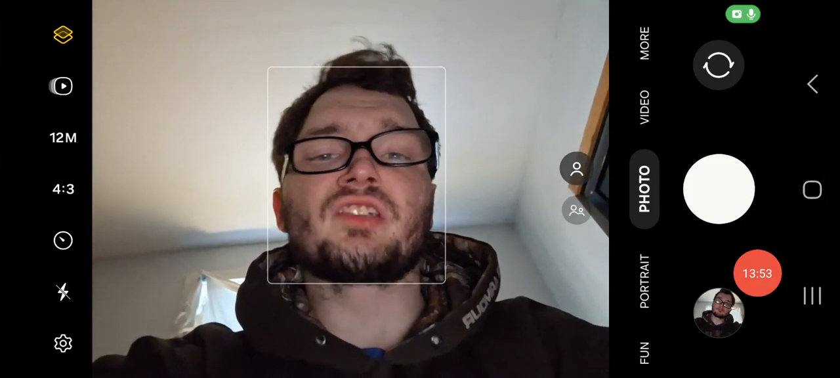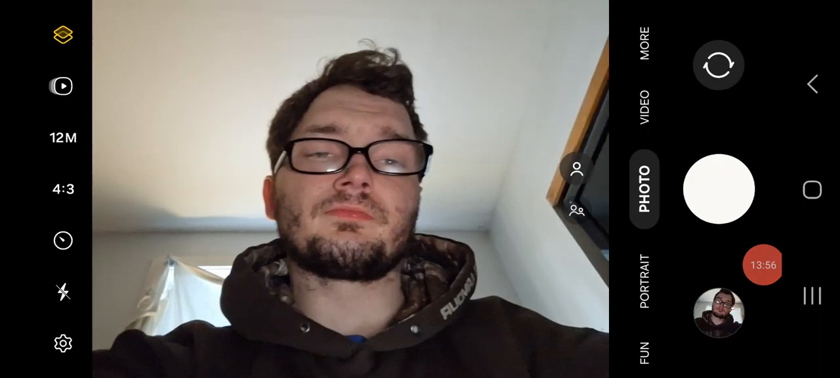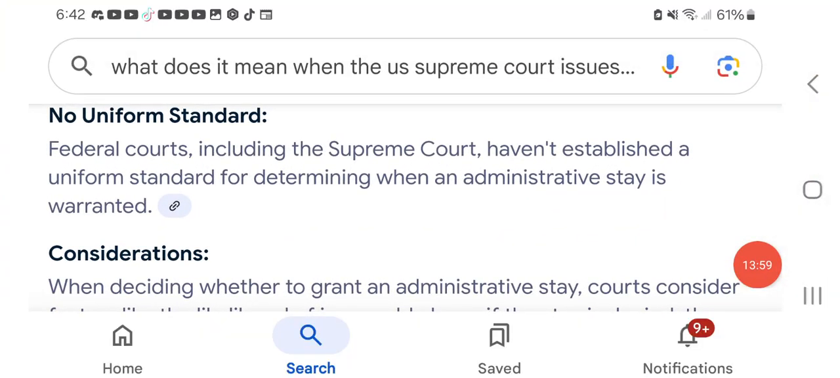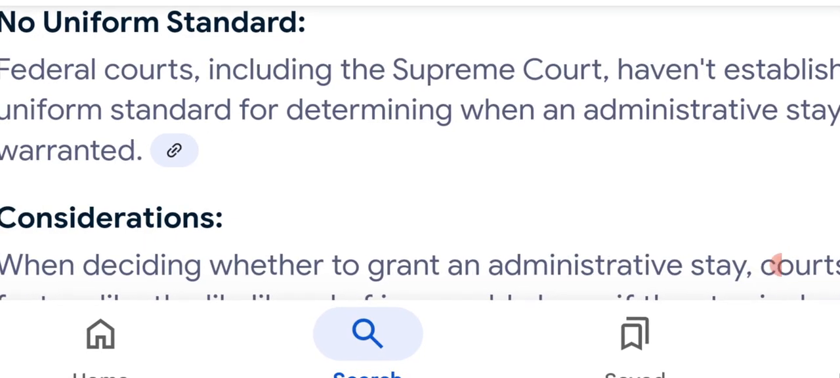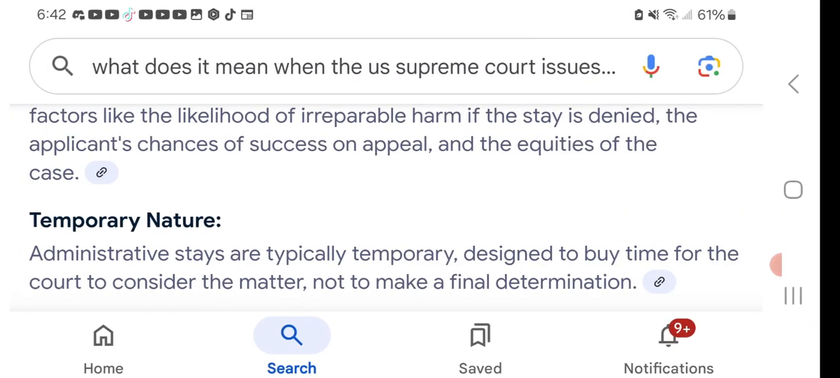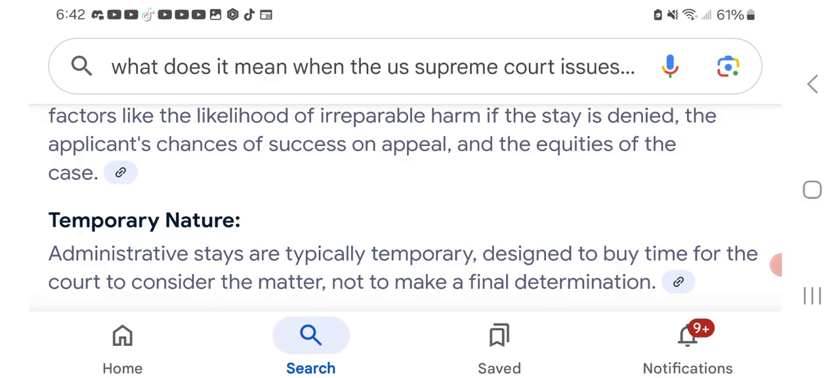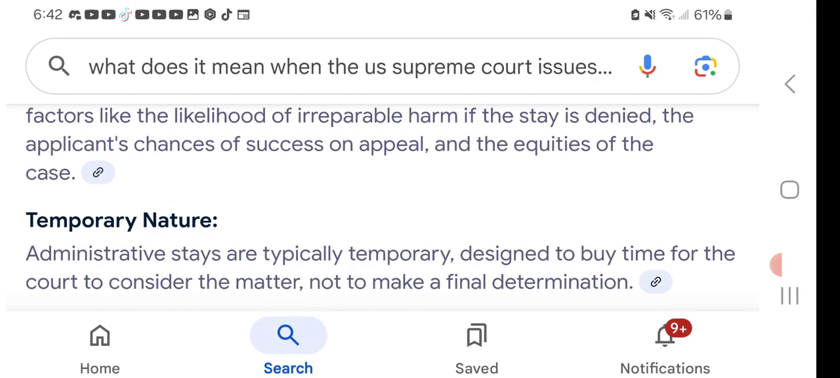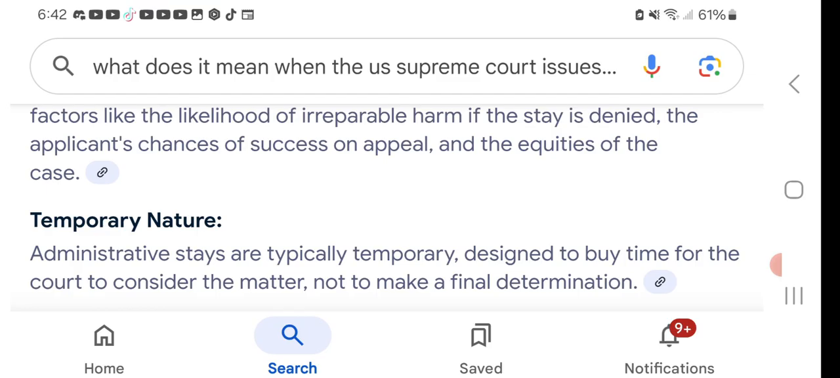Ladies and gentlemen, we're about to hear some considerations. When deciding whether to grant an administrative stay, courts consider factors like likelihood of irreparable harm if the stay is denied, the applicant's chances of success on appeal, and the equities of the case.